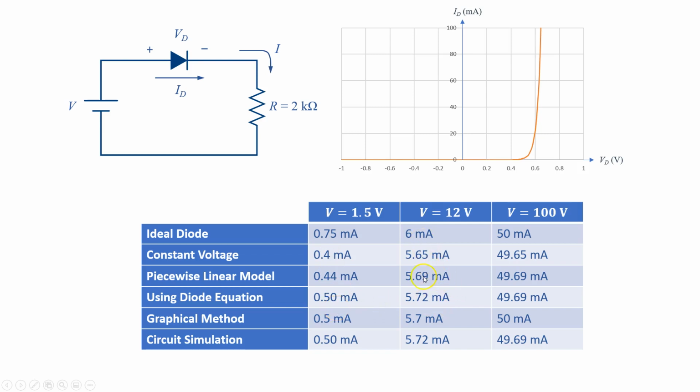In medium range, there are some differences, but these differences are small. The only big difference is when we have ideal diode. In the other cases, they are very close.